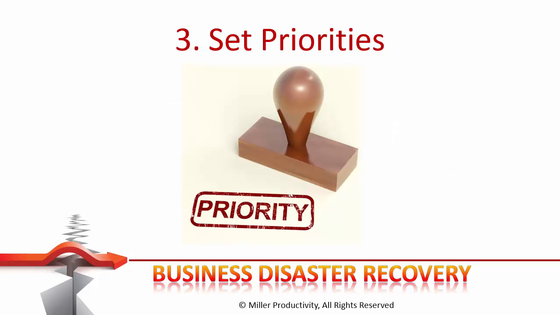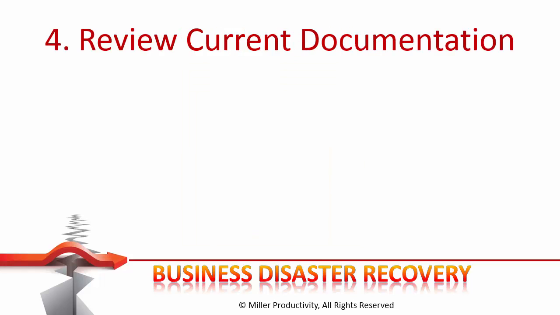Step 3. Set priorities. Sort your list and identify the most critical business functions to document first. Even within your critical activities, you will have ones that are more important than others. Tackle the highest priority items first. Step 4. Locate current documentation and review.